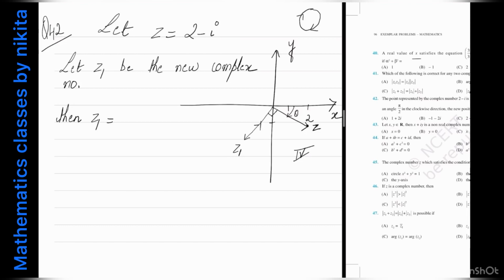Then z1 is equal to 2 minus iota. You have to multiply this by e to the power minus pi by 2.